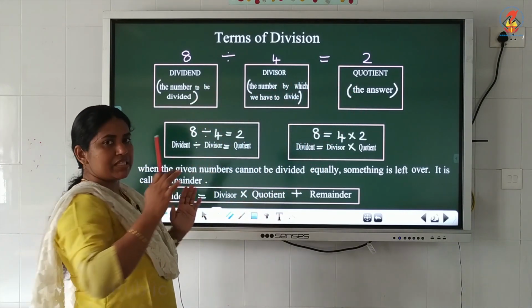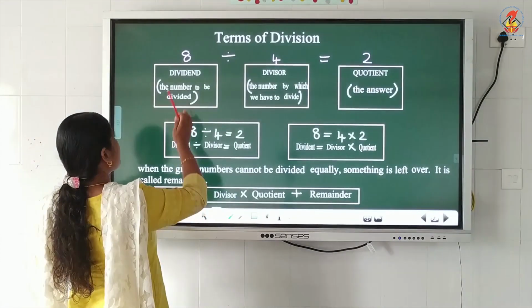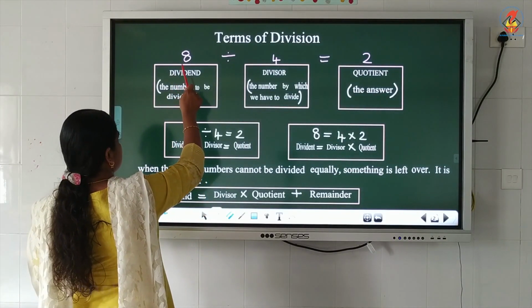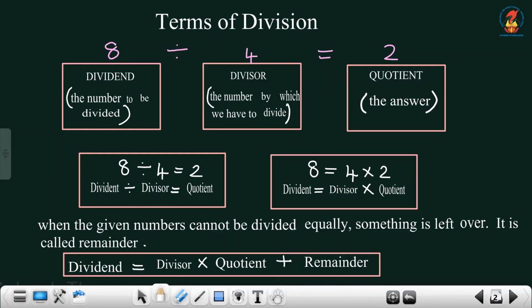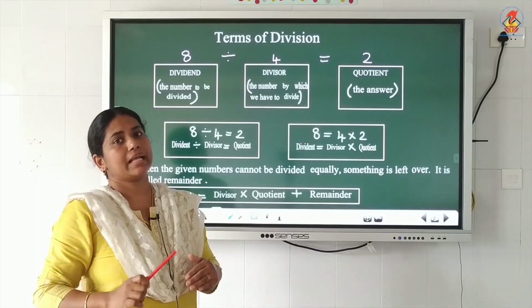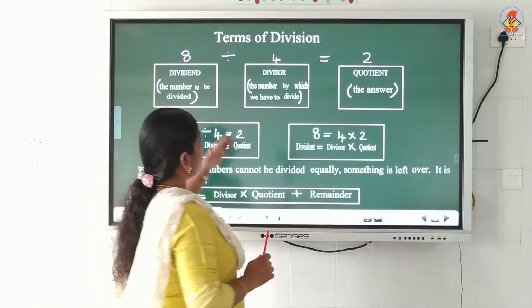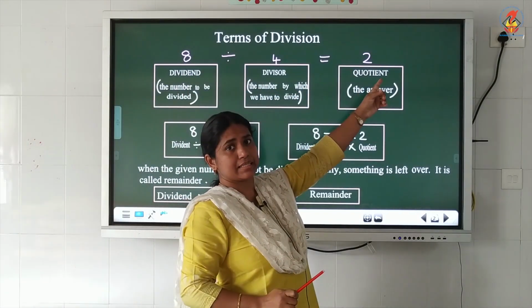So once again children, 8 divided by 4 is equal to 2. So in this division fact, which number we have to divide? 8. So the number to be divided is called dividend. Spelling is D-I-V-I-D-E-N-D, dividend. And the second number 4, that means the number by which we have to divide. That number also has a name, divisor, D-I-V-I-S-O-R.